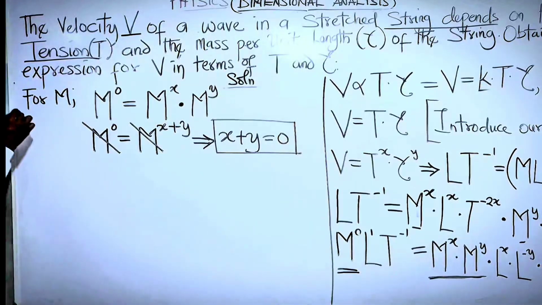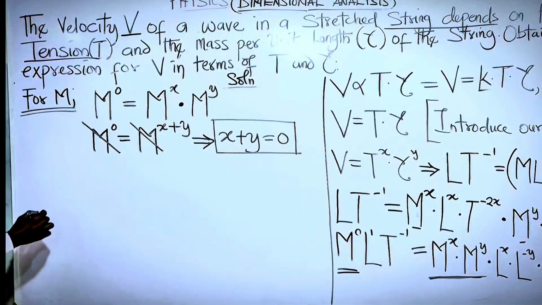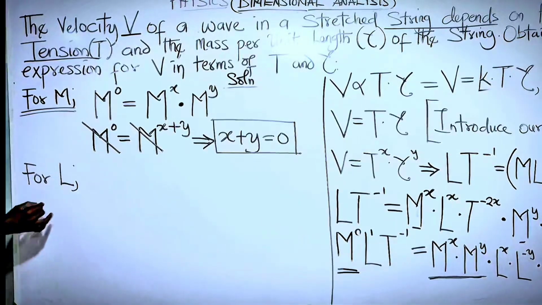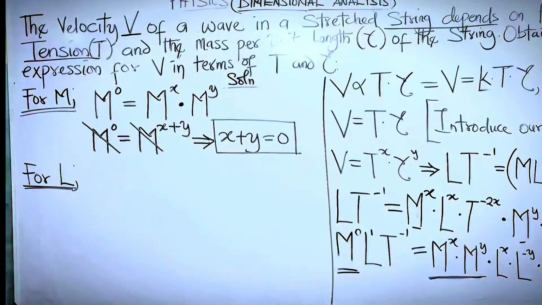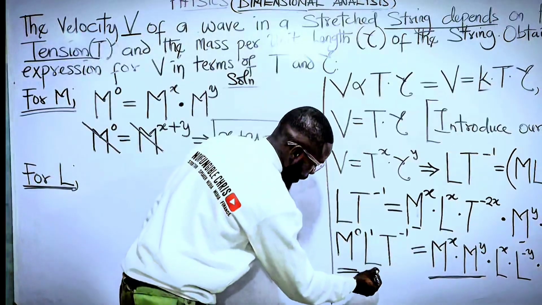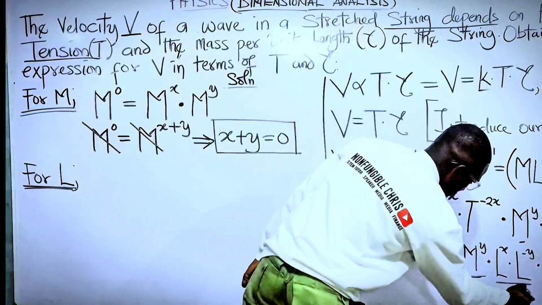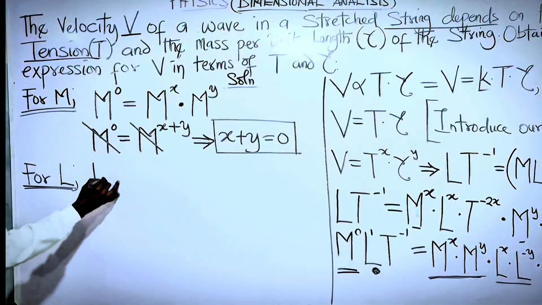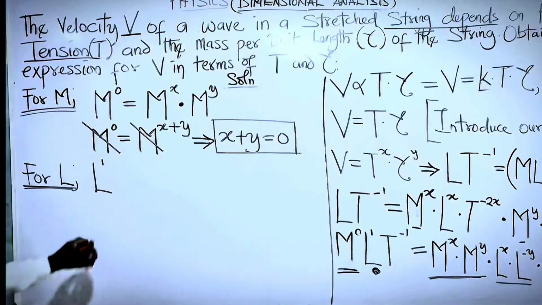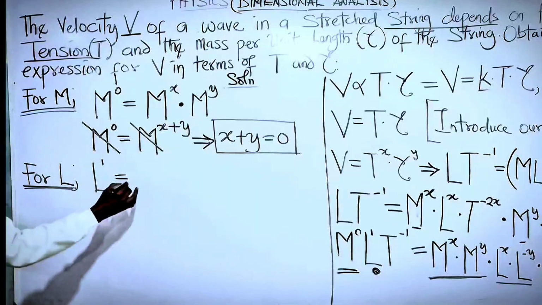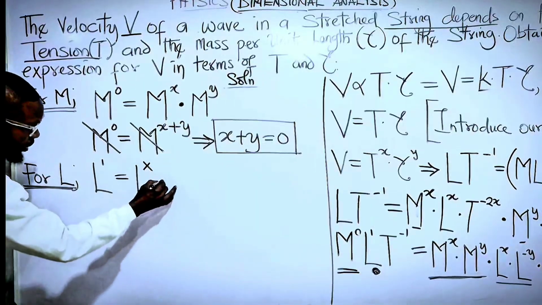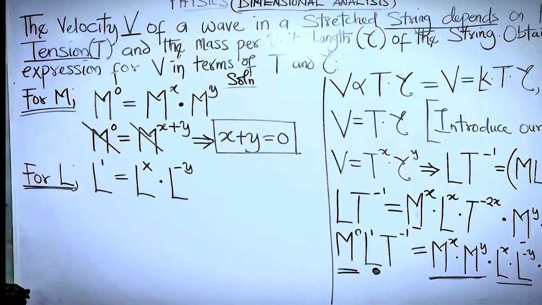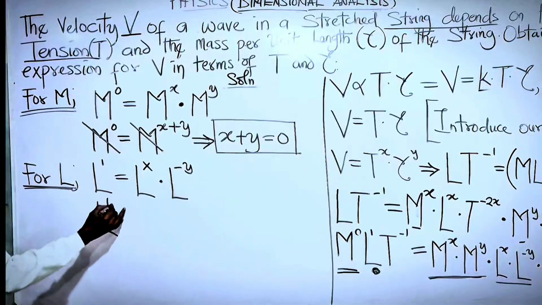What about for n? This is for m. And then for L, what will happen for L? Come out to L. It means we're picking this L and then this L. To do that, we're going to have L raised to power 1 is equal to what? L raised to power x times L raised to power minus y.